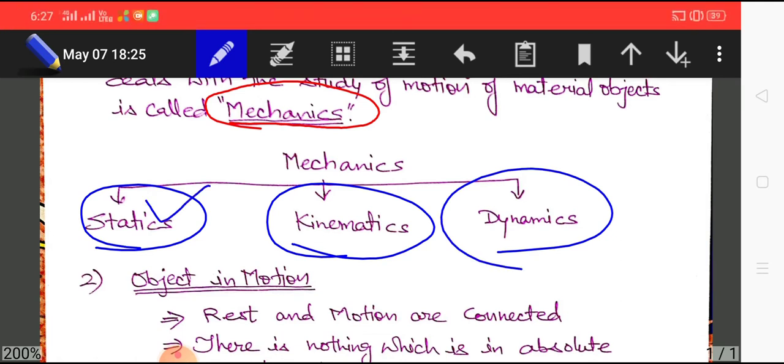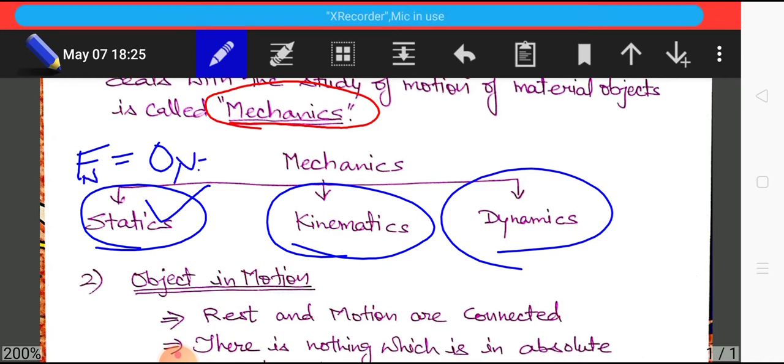Statics is the branch of mechanics which deals with objects at rest, the objects in which velocity is zero. Or in a better way you can say an object is at rest and there is no net force acting on it. No net force is acting on it and it has no velocity.